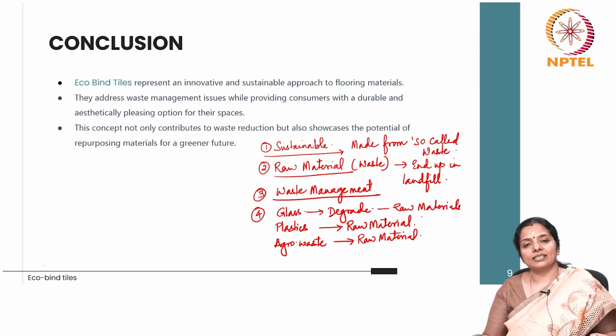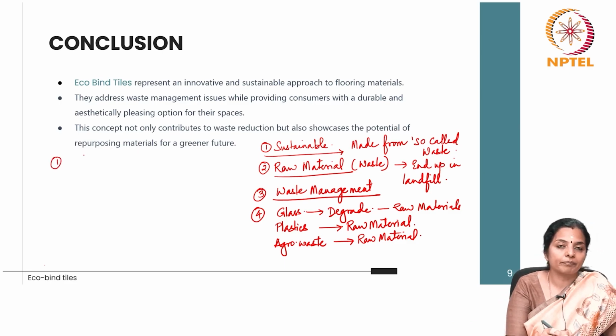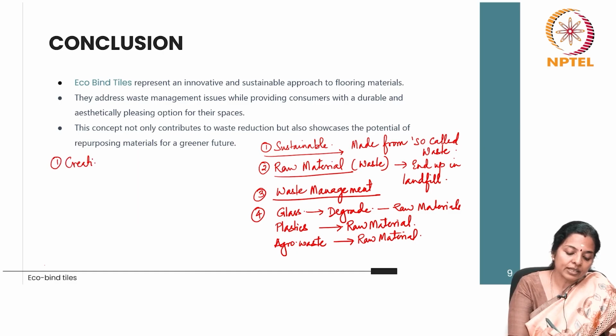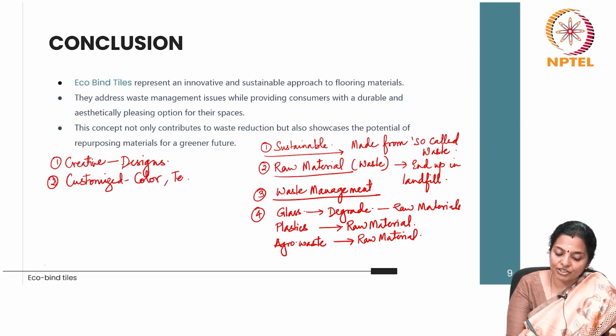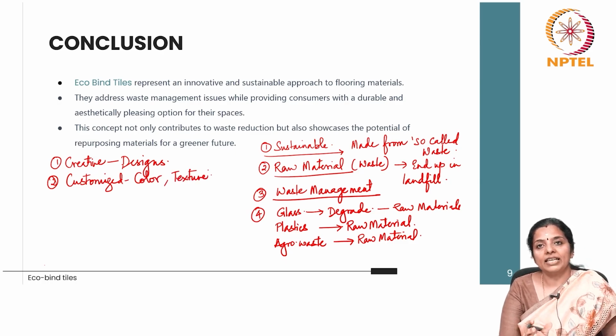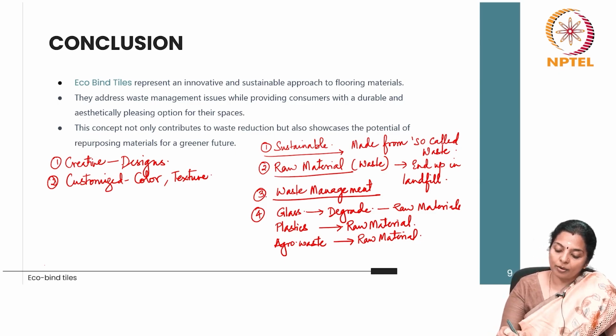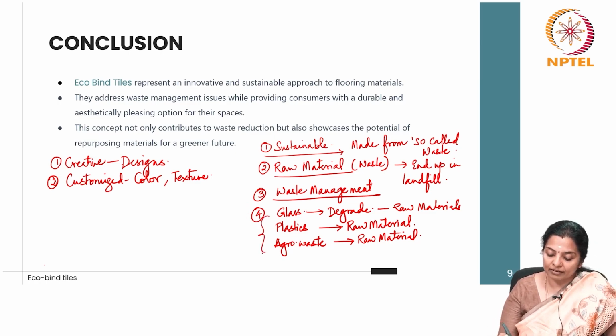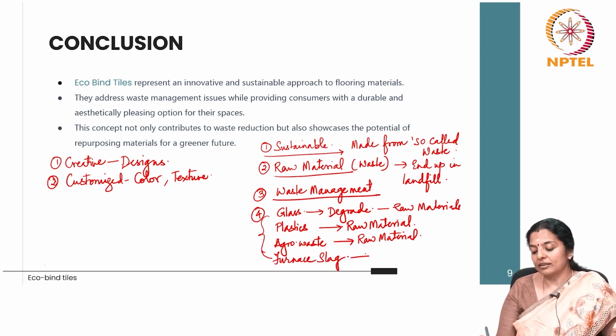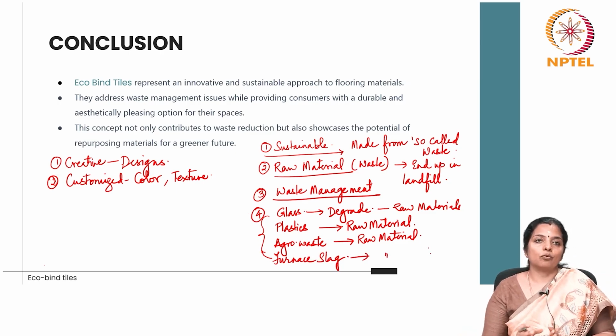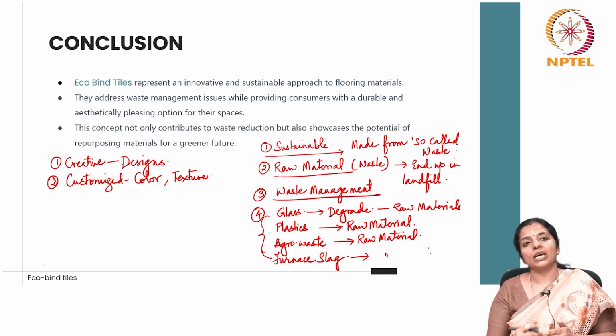Apart from these, tiles can offer a lot of options for being creative in terms of their designs. So you can have a variety of designs which can be customized for the color and texture. Hence, we can conveniently say that this is a good material for a greener future because these raw materials are not exhaustive as I have written here. This can comprise even furnace slag or any other material which can be used after testing for its appropriate use here along with the other components.